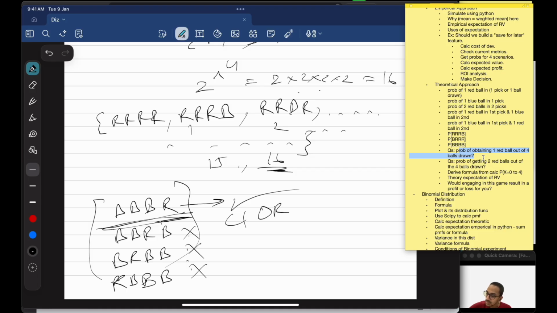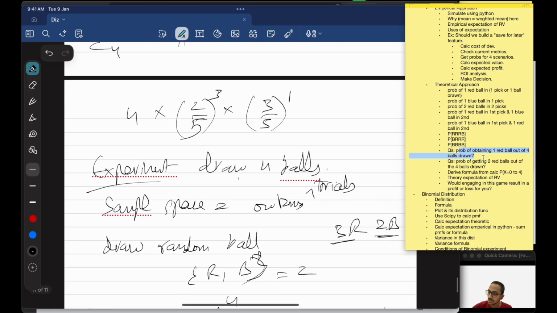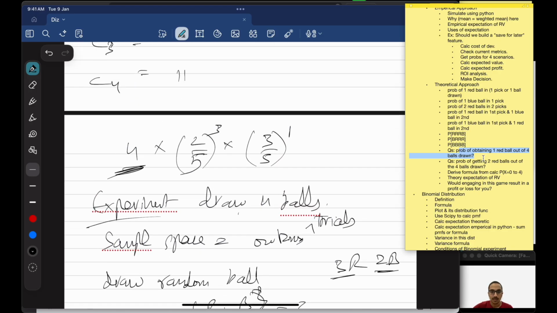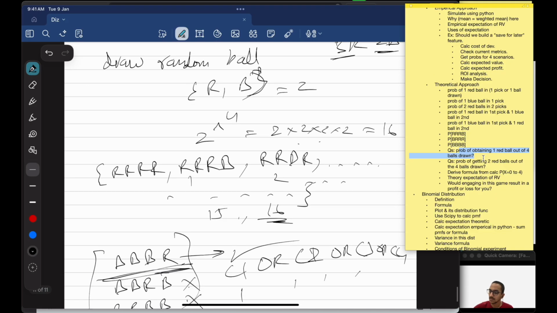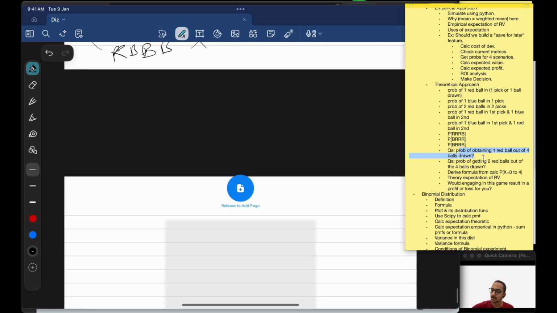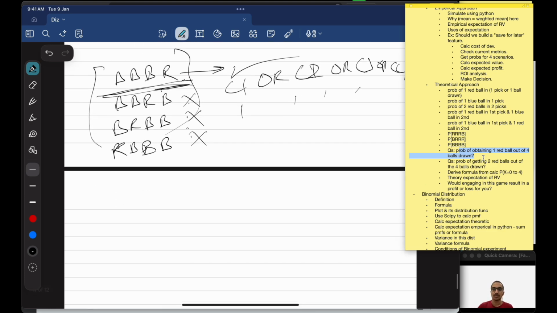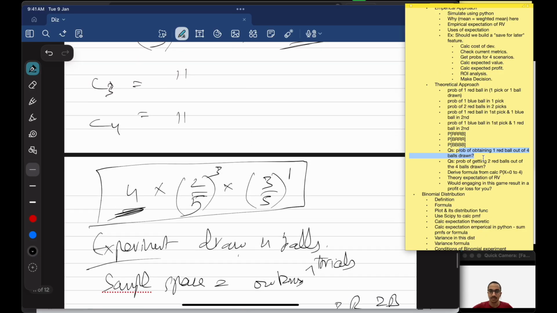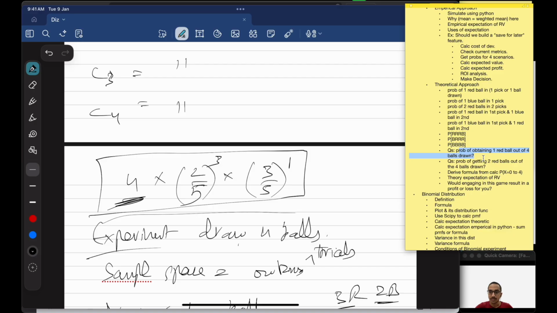So I can have case 1 or case 2 or case 3 or case 4, which is why I will have to multiply by 4 to this particular event, and that is how I will get my probability. So this is basically my probability for this question: probability of obtaining 1 red ball out of 4 balls drawn.